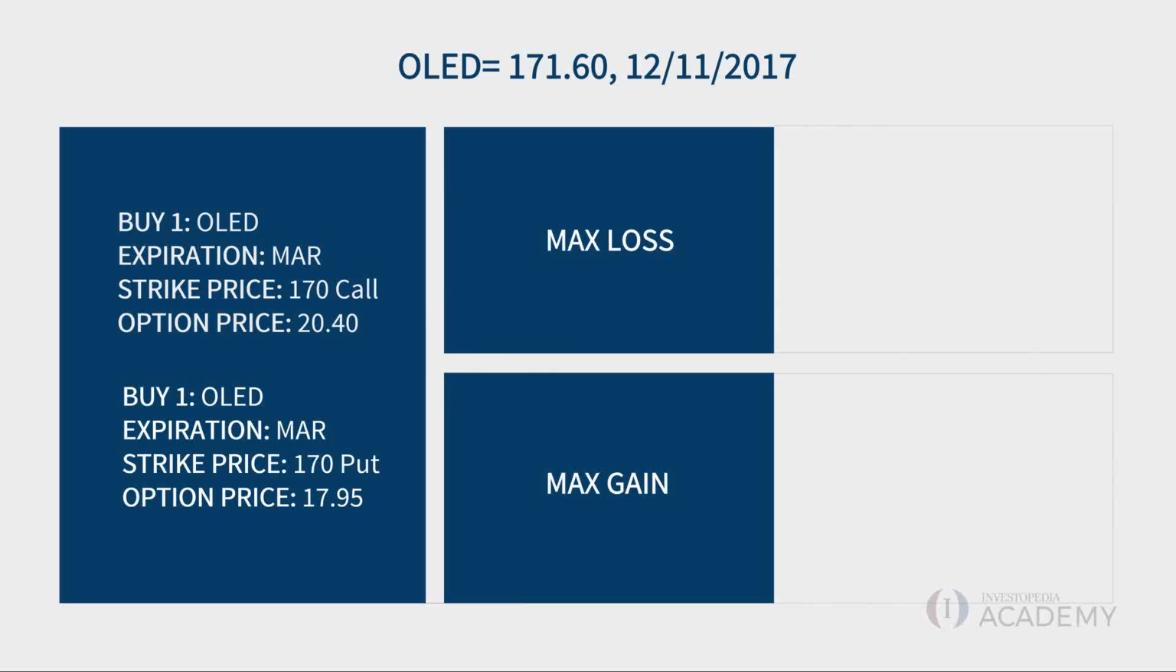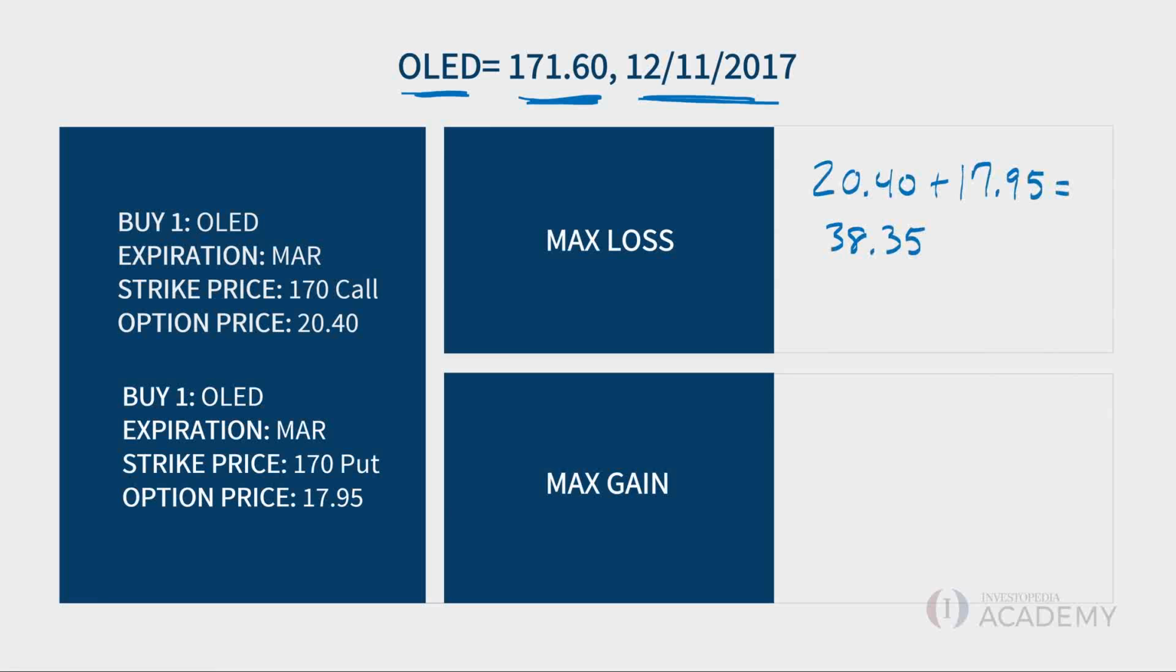So now let's take a look at the max loss and the max gain of our trade example. OLED is the stock. It's trading at 171.60. This is on December 11th, 2017. So I'm playing this long straddle out till March. So let's calculate the max loss. So if you remember, your max loss is literally your premium spent. So we're going to take your call premium that you spent of $20.40. Then you're also going to add your put premium of $17.95.